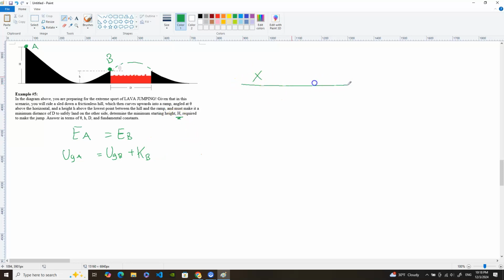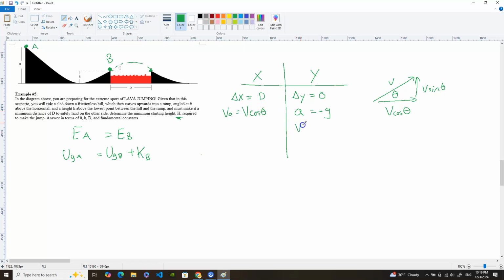So I'm going to go projectile motion. Now, my delta x I know is d. My delta y I know is 0 because I start at this height, stop at the same height. Acceleration is negative g. I don't know what the velocity is. I'm going to call it v. My goal is to find v. I know the x is v cosine theta, and the y is v sine theta. So v initial for the x is the unknown v cosine theta. V initial for the y is the unknown v sine theta.